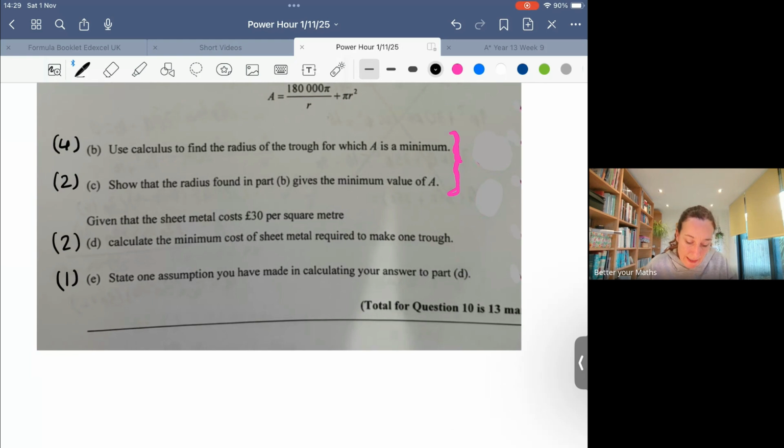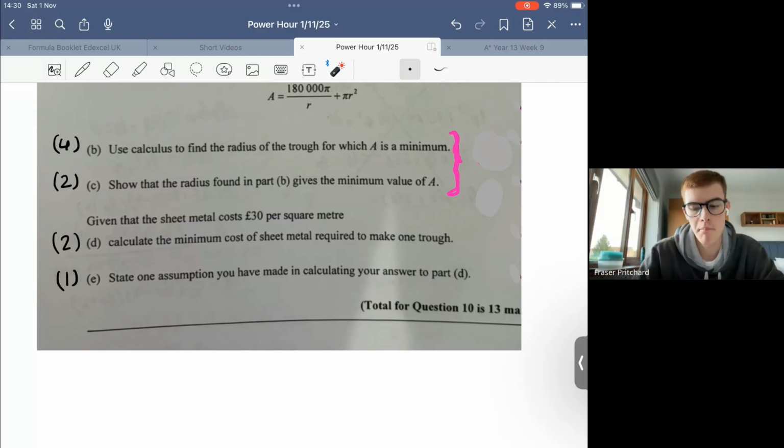And now state one assumption you have made in calculating your answer to part D. So what assumption have we made to calculate this part? We have found the minimum area and we are spending 30 pounds per square meter. Fraser, what would you say? Is it that he can buy exactly how much he needs and doesn't have any wastage?